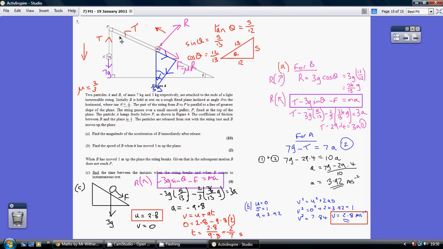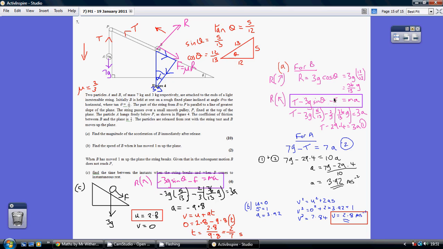Now resolving up the slope, we have T minus 3g sin theta minus F. So that our net forces is T up the slope, and the blue force being 3g sin theta and F coming down the slope. So our net force here is F equals ma. So our net force being this.